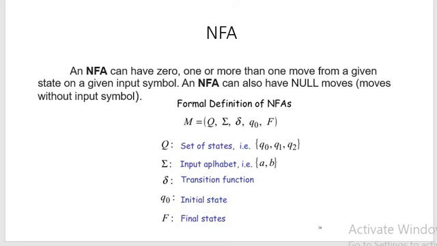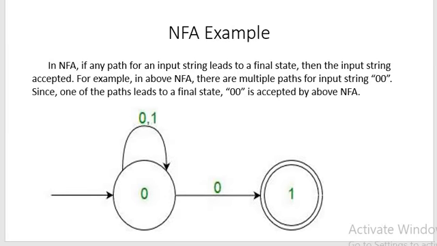Null moves can have 0, one or more than one move from a given state on a given input symbol. It contains the set of states like Q0, Q1, Q2, alphabets like A, B, a transition function, an initial state Q0 like this, and final states F. So this is an example.